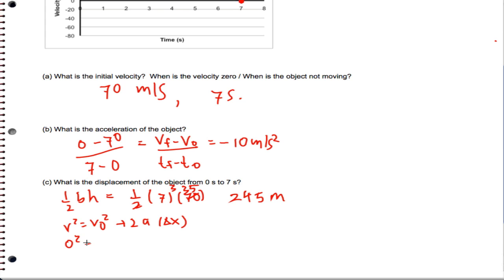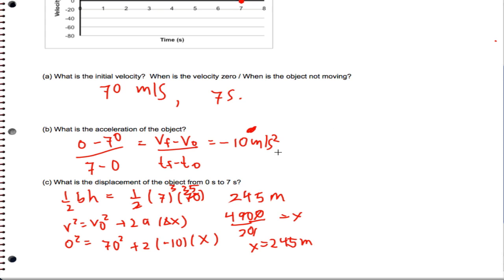So let's plug in those numbers. We're going to get 0 squared equals 70 squared, my initial velocity, plus 2 times negative 10, which I get from here, times x minus 0. So that's just x. So then we end up getting 4,900 divided by 20. That's going to be x. And when I do that, that's 490 divided by 2. And that also equals 245 meters.